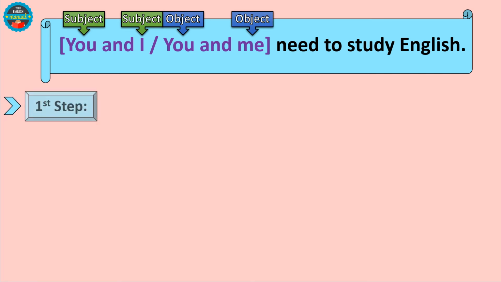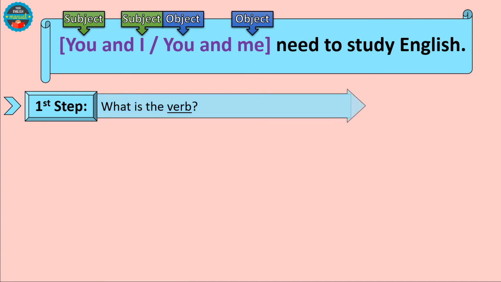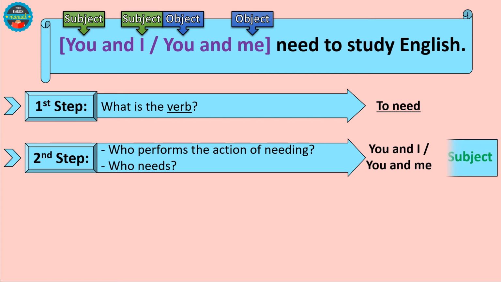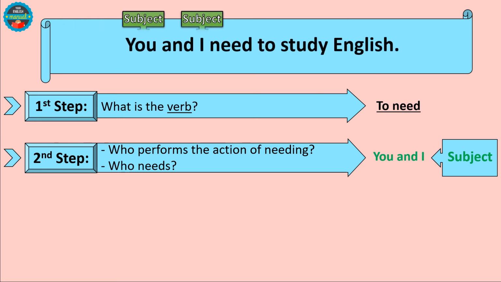Let's go. First step. What's the verb? To need. Second step. Who performs the action of needing, or who needs? Answer, you and I or you and me. So, you and I or you and me is the subject of the sentence. Since it's the subject, we must say you and I. Therefore, the correct sentence is you and I need to study English.